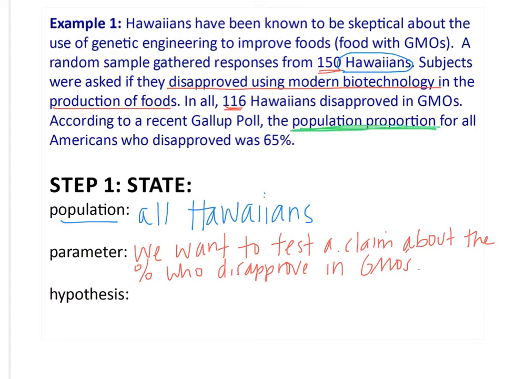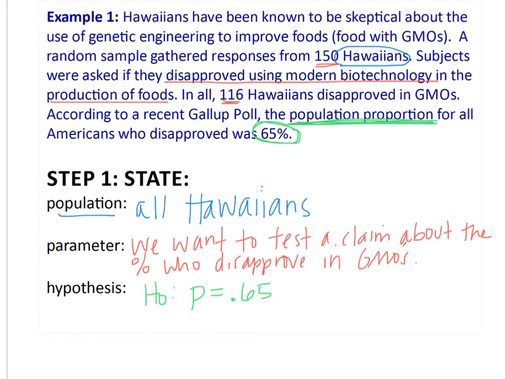For my hypotheses, I always compare to the population proportion. So the population proportion is where I get the claim. The national claim is 65% of people disapprove of using GMOs. So the null hypothesis is that the true proportion equals 0.65. But we want to test the claim to see what percent differ from 0.65. This word differ came from the first slide. It's not on this page, but it was on the first page. Differ means not equal to, and we want to test the claim that the true proportion is different or not equal to 0.65.